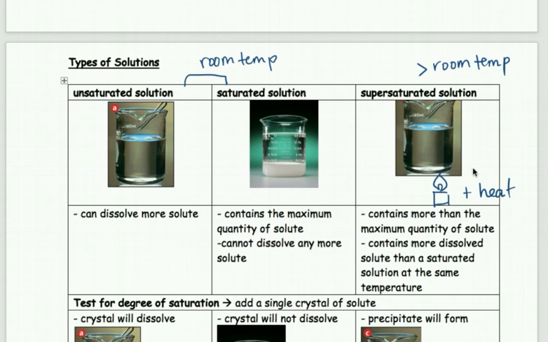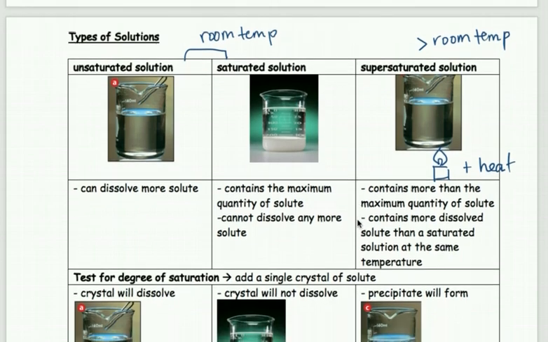So we manipulated the situation. So now we have a supersaturated solution. Way more sodium chloride is dissolved in this water than what it can normally handle at room temperature, or whatever the temperature was. Okay, so we changed the temperature and caused it to be supersaturated.